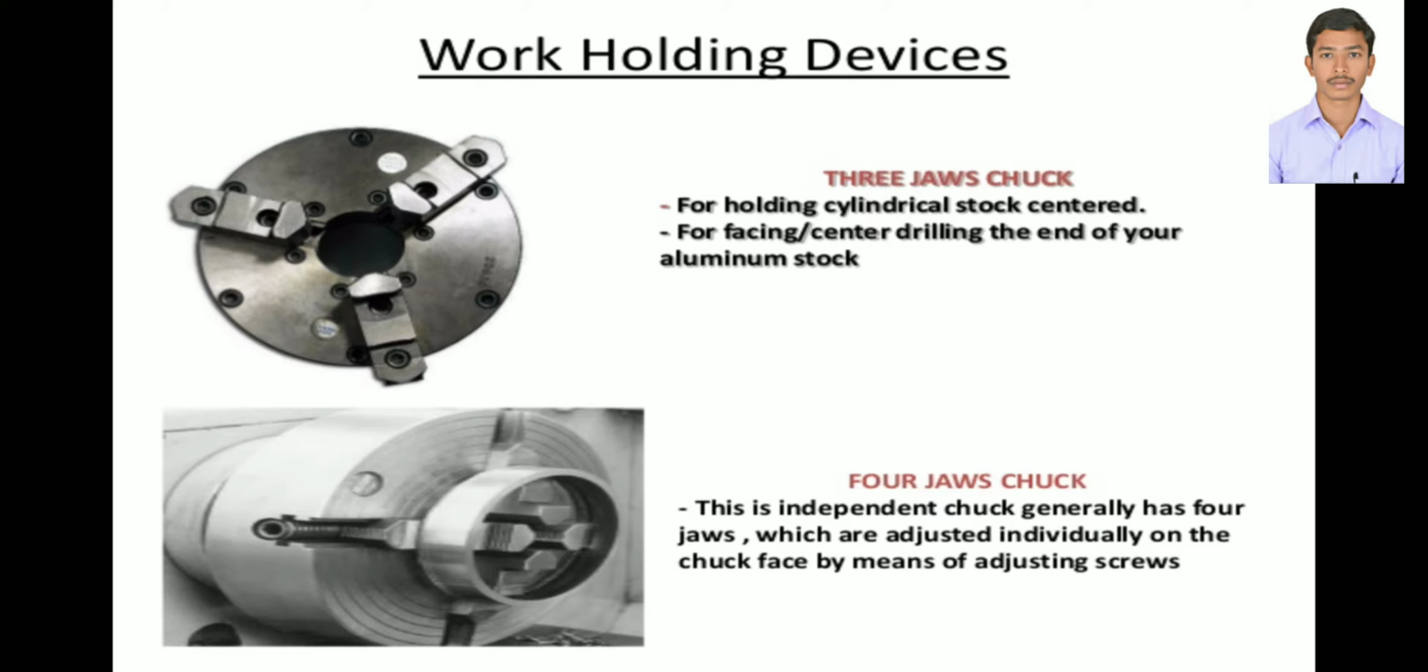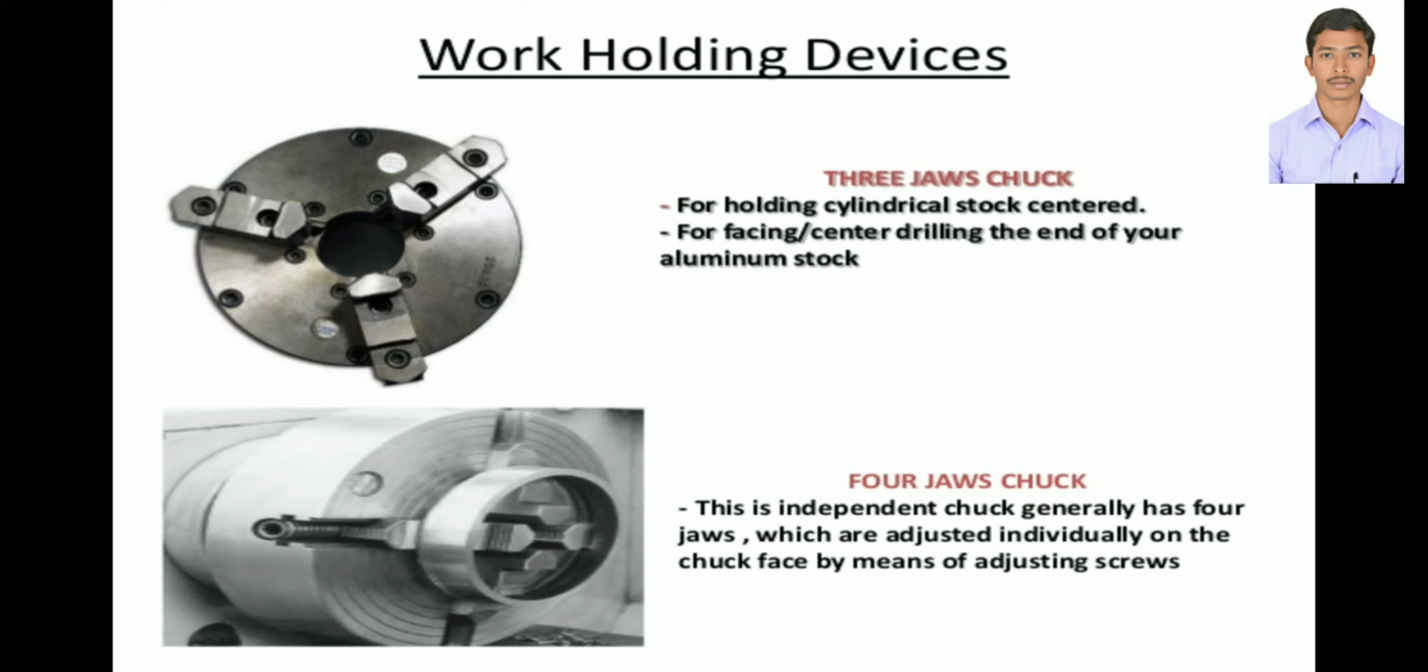And what are the work holding devices? These work holding devices are fixed on the headstock spindle. Some lathe machines have the spindle, and some machines have work holding devices placed on the lathe machine. So you can see what the work holding devices are: the 3 jaw chuck and the 4 jaw chuck.